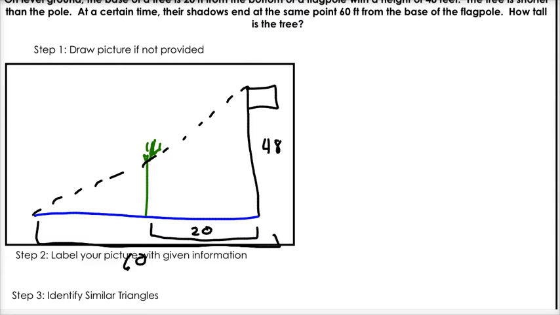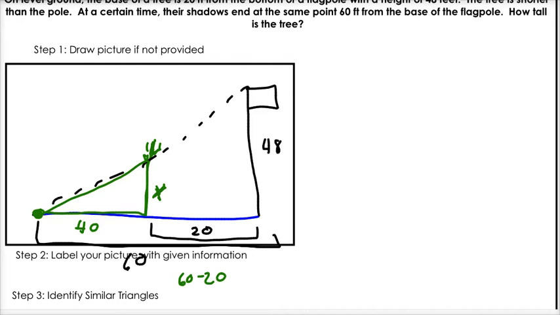Okay, well, let's see if we can do this. So if we know the whole shadow is 60 feet, and this part right here is 20, then I know the distance from here, where the shadows touch, to the tree is going to be 40. And I just do 60 minus 20 to get that. All right, so that's my first triangle right here. And since we're trying to find the height of the tree, let's put an X there.